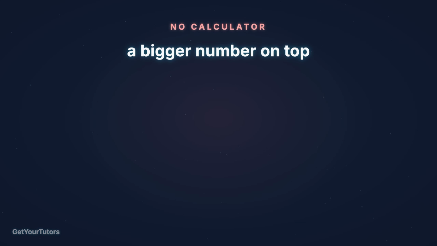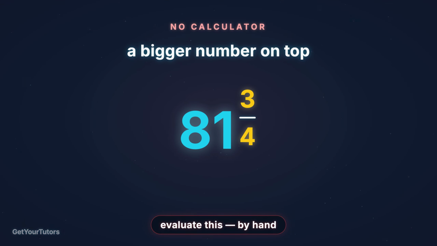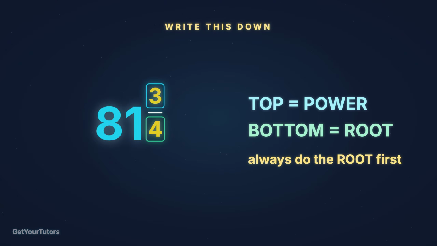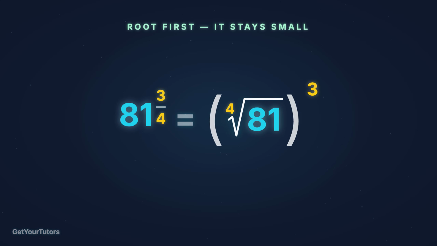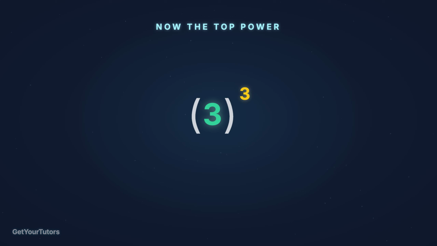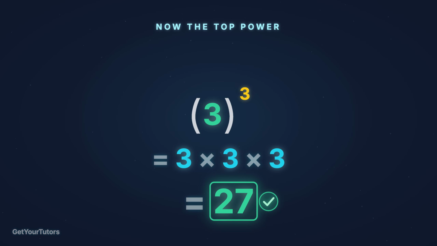What if the fractional power has a larger number on top? Evaluate 81 to the power of 3/4 without calculators. Write down this secret examiner trick. The top number is the power. The bottom number is the root. Always do the root first. Doing the root first makes the massive number very small and easy to handle. The fourth root of 81 is exactly 3. Now, we take that 3 and apply the top numerator power of 3. 3 cubed means 3 times 3 times 3, yielding 27.